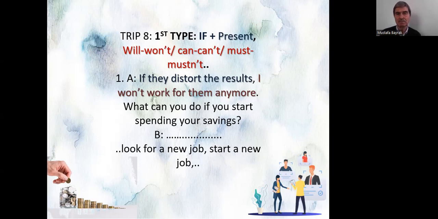Okay, dialogue 1. If they distort the results, we don't know, we don't have any idea about the results of what. But let's get the point here. A says, if they distort the results, I will not work for them anymore. This is my decision, intention.